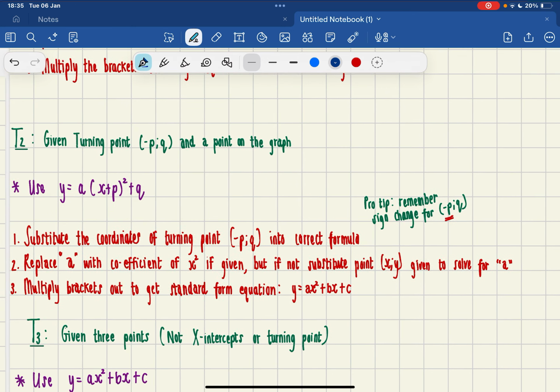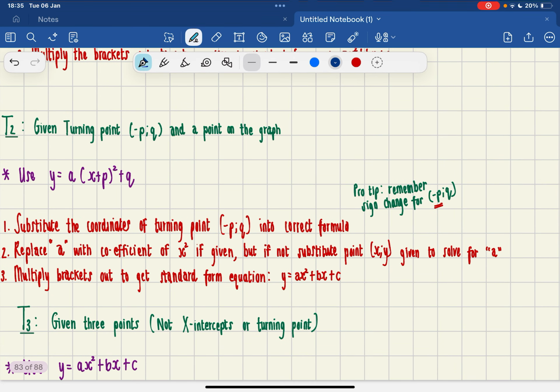The second type of question you could receive in the exam is one where they give you the turning point, which is (-p; q), and a point that lies on the graph. Given that they've given the turning point, we would use our common sense: you're supposed to use the turning point form.